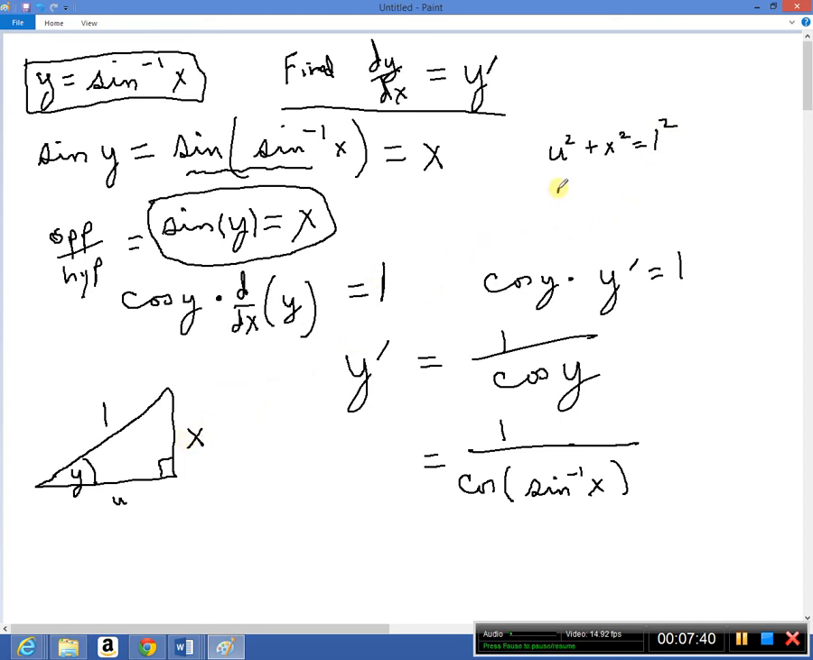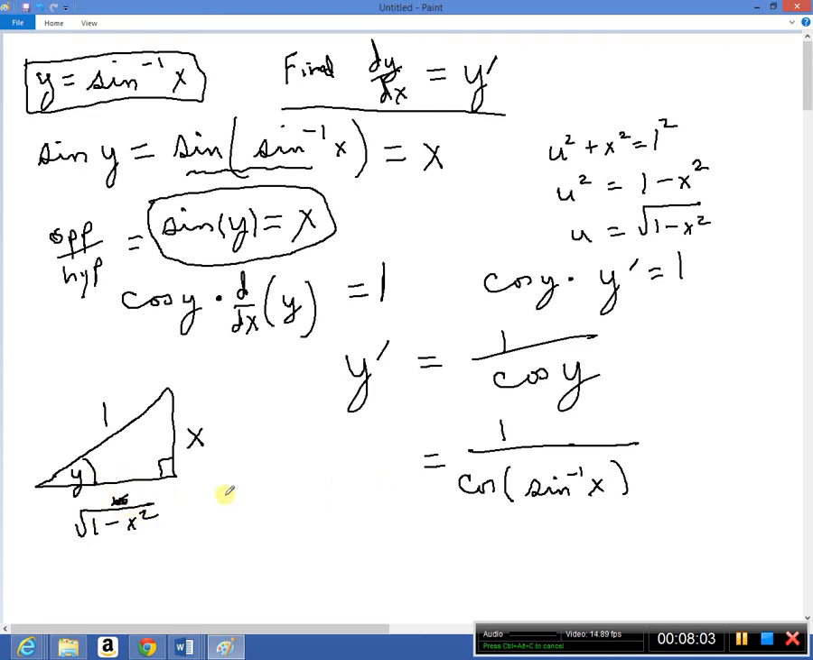So if I solve for u, I get u squared equals 1 minus x squared, and so u equals plus or minus the square root of 1 minus x squared. I'm going to take the plus square root. So u is, I'm going to scratch through that because I don't need u anymore. It's the square root of 1 minus x squared. So that is the remaining side.